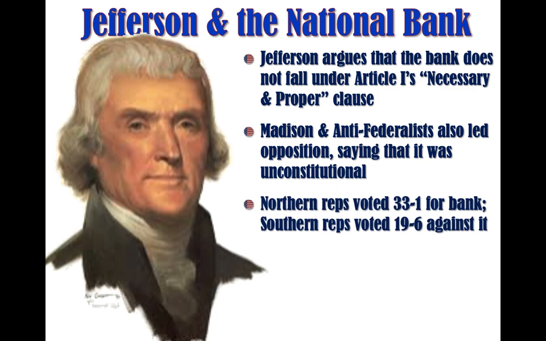So they vote on it in Congress. The Northern representatives voted 33-1 for a bank, which makes sense because that was led by Alexander Hamilton, who again was from the northern state of New York. The Southern representatives voted 19-6 against it, which also makes sense because the South was making a lot of money with their cash crops and slave labor, so they did not want a national bank because they didn't want to help pay for the debts of the North.